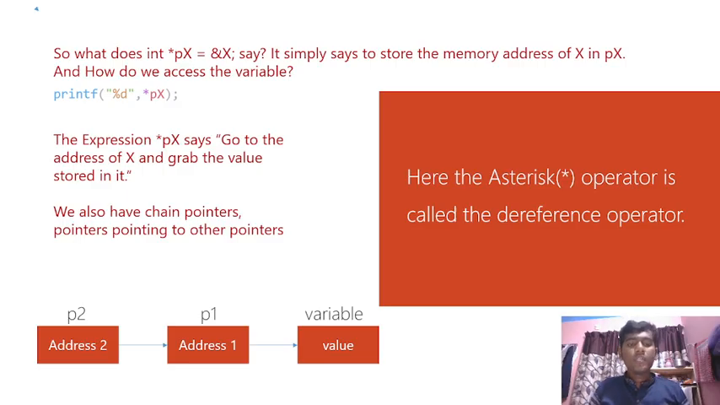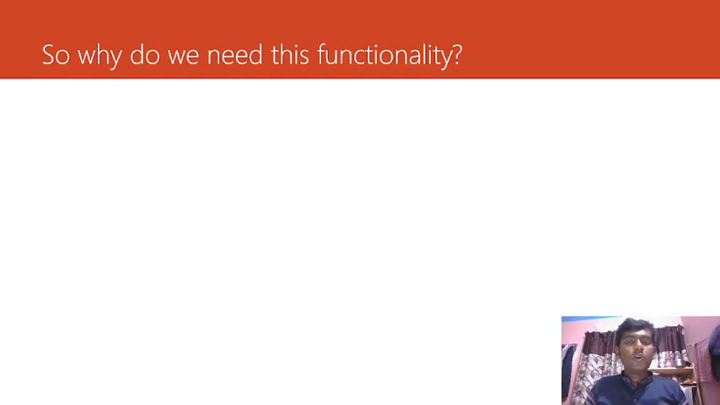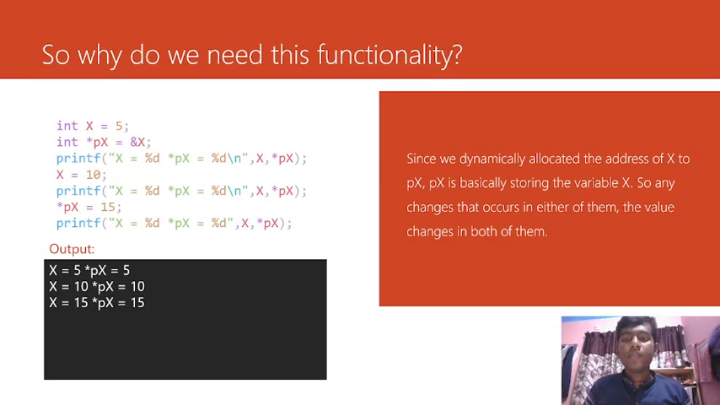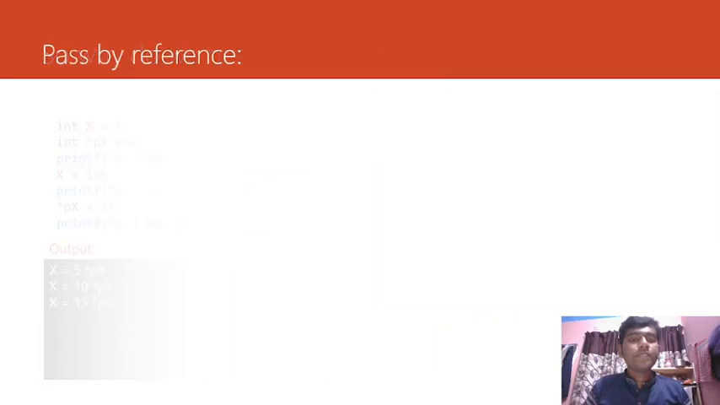We also have chain pointers, pointers pointing to other pointers. So why do we need this functionality? Since we dynamically allocated the address of x to px, px is basically storing the variable x. So any change that occurs in either of them, the value changes in both of them. Here we can see the results. Anytime we try to change the variable x or *px, the value changes in both of them.